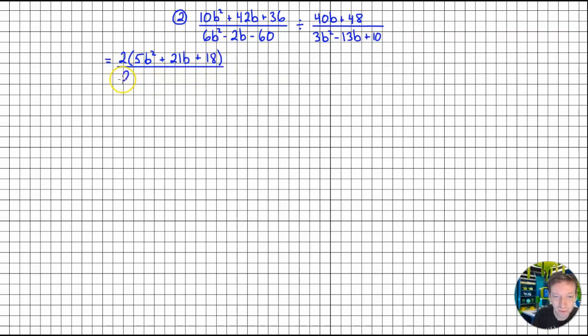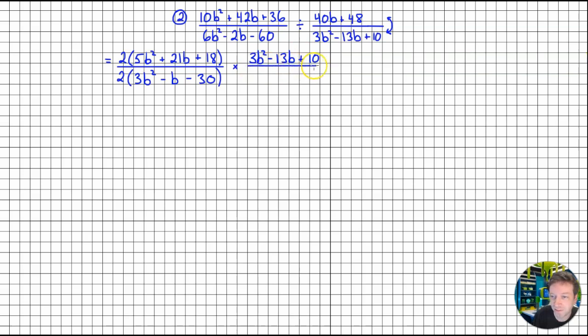And in the denominator, all those numbers are even. We can pull out a 2 there as well. And so the 6 will now become a 3. The 2 just becomes a 1, so minus b. And the 60 becomes a 30, so minus 30. There we go. Now we're going to change this division to a multiplication. But to do that, we have to take the reciprocal of that fraction, or just switch it. So the numerator becomes a denominator and vice versa. So we're going to have a 3b squared minus 13b plus 10.